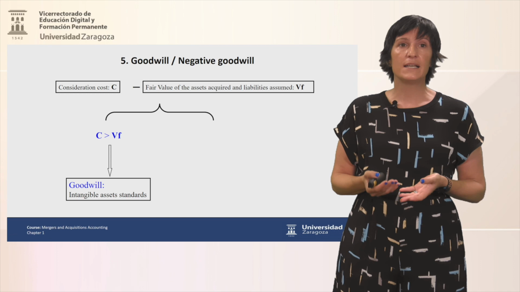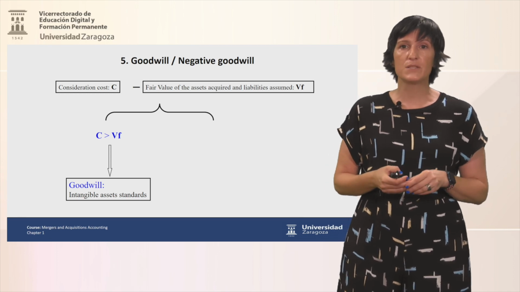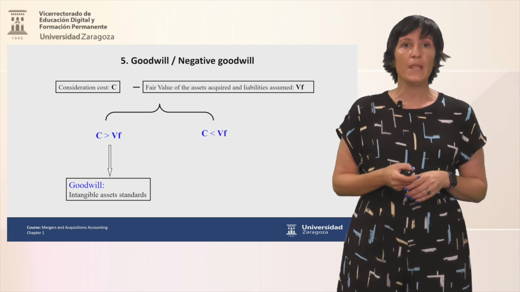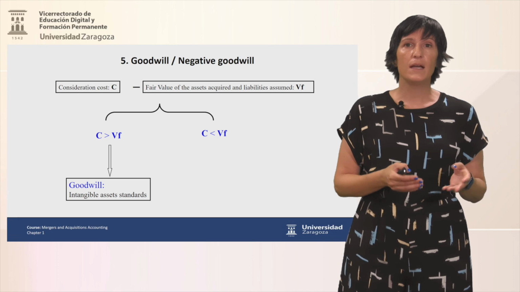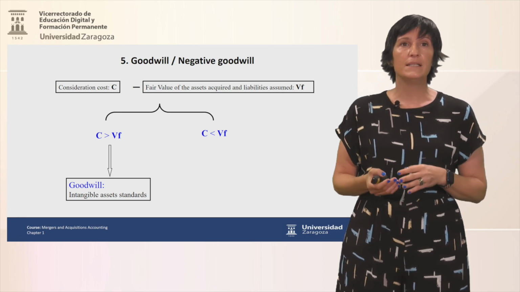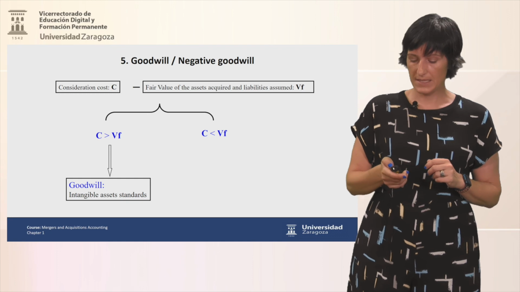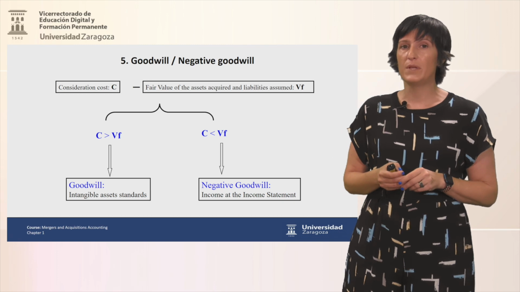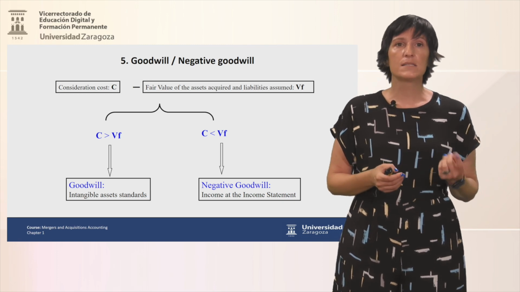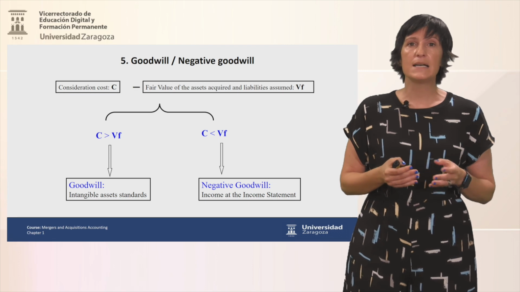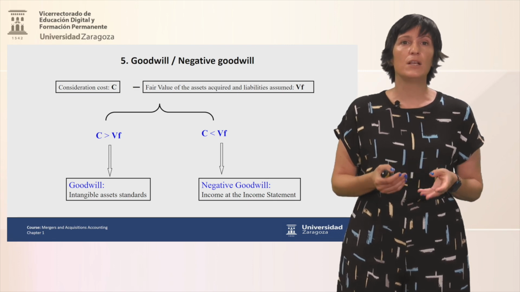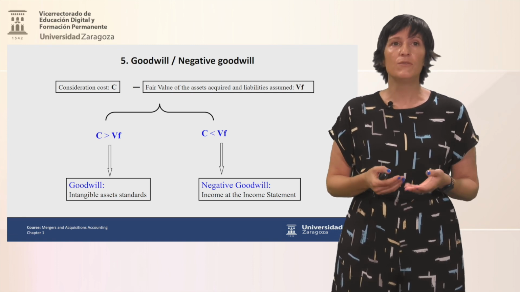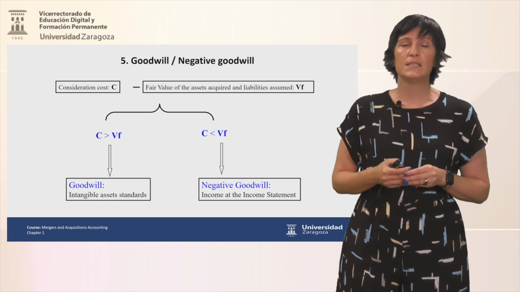The goodwill is an intangible asset, and it will be recognized within the assets of the new company, and it will be depreciated. By contrast, we can pay a lower quantity if we compare it with the fair value of the assets and liabilities. In this case, what we have is the negative goodwill. It will appear only once, and it will appear in the income statement as an exceptional income, reflecting that our negotiating capacity has been good enough to pay a lower value than the fair value of the assets and liabilities.